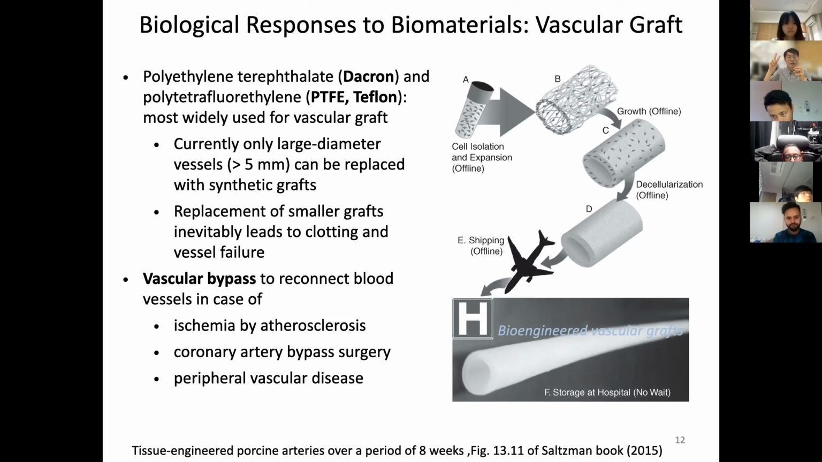Usually the immune rejection is due to the cells of a foreign person. So we decellularize after growing and forming this extracellular matrix. We remove the cells, and the remaining vascular graft can be shipped to the patient, and we can use it. So this is a bioengineered vascular graft. You can see this is very important. For example, this is a tissue engineered porcine artery, so this originates from a pig, over a period of 8 weeks.